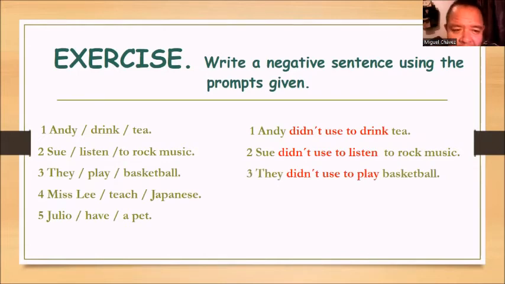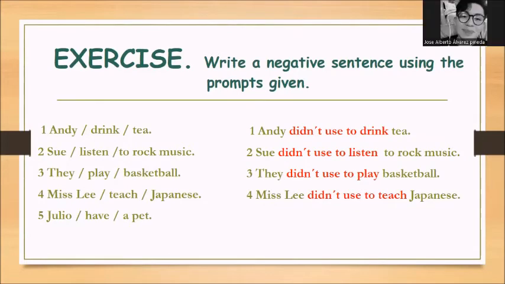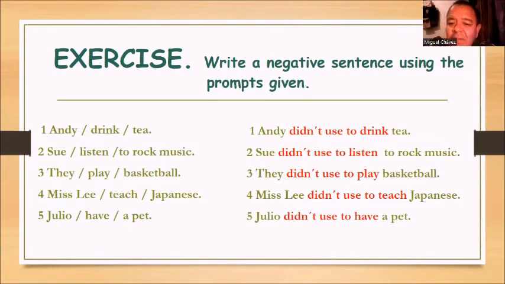Lizette, number four, please. And then Jose Alberto, number five. Miss Le didn't use to teach Japanese. Yes, Lizette. Japanese. Okay, Jose Alberto, number five, please. Julio didn't use to have a pet. Yes, Julio didn't use to have a pet.